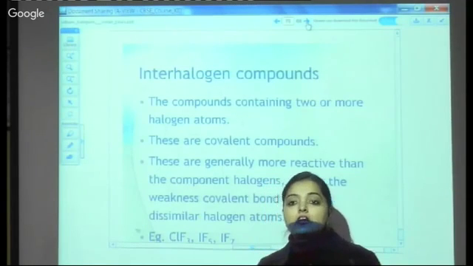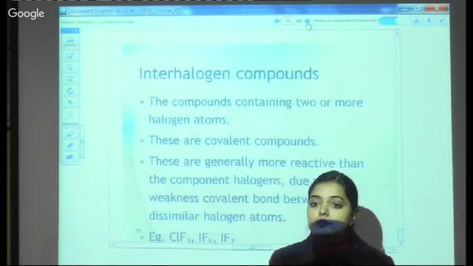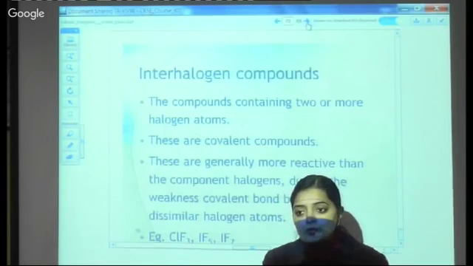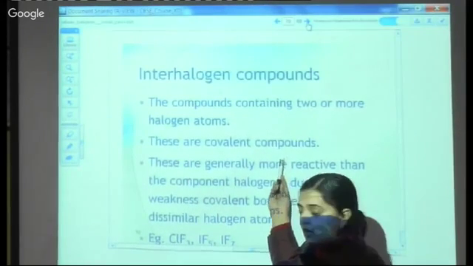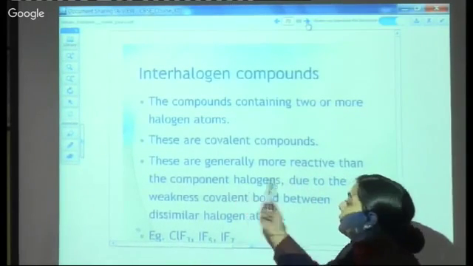But if they are forming interhalogen compounds, that means they are reacting with some other halogen. There is going to be a sharing kind of bonding, and that means a covalent bond is going to come. So that's why these are covalent compounds. Clear? Okay. Now these are generally more reactive than the component halogens.